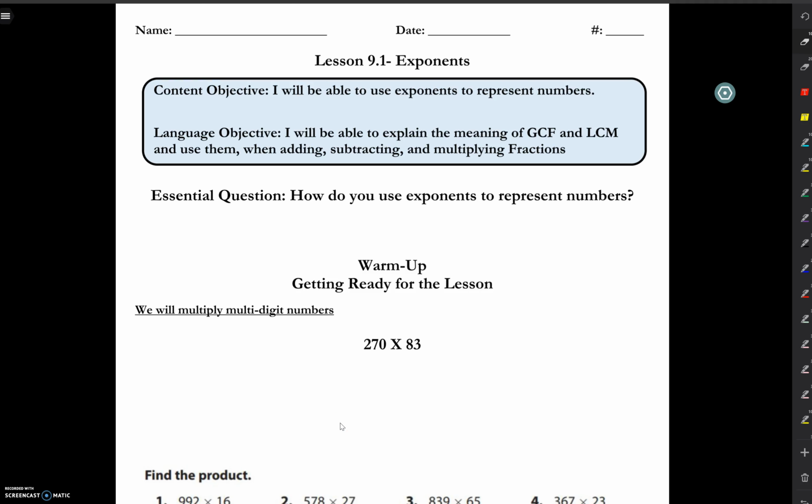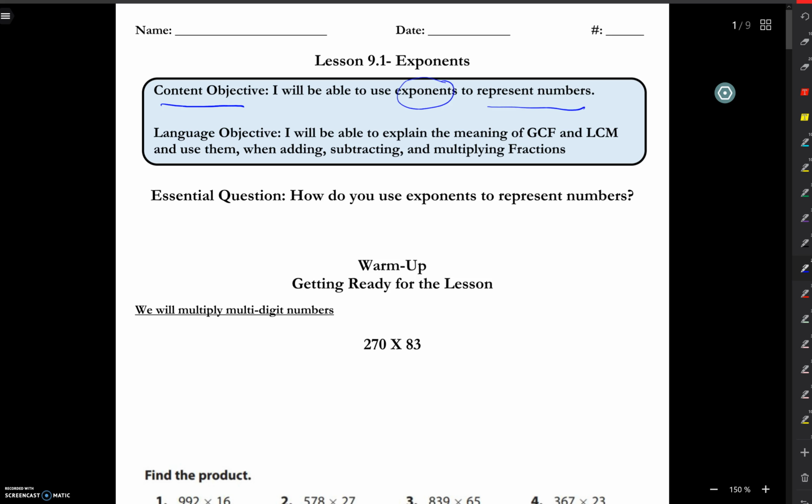All right, boys and girls. So now that we learned a lot about percents, a lot about proportions and ratios, we are going to move on to exponents and expressions and equations, which is a really fun standard to cover. So our content objective is I will be able to use exponents to represent numbers.